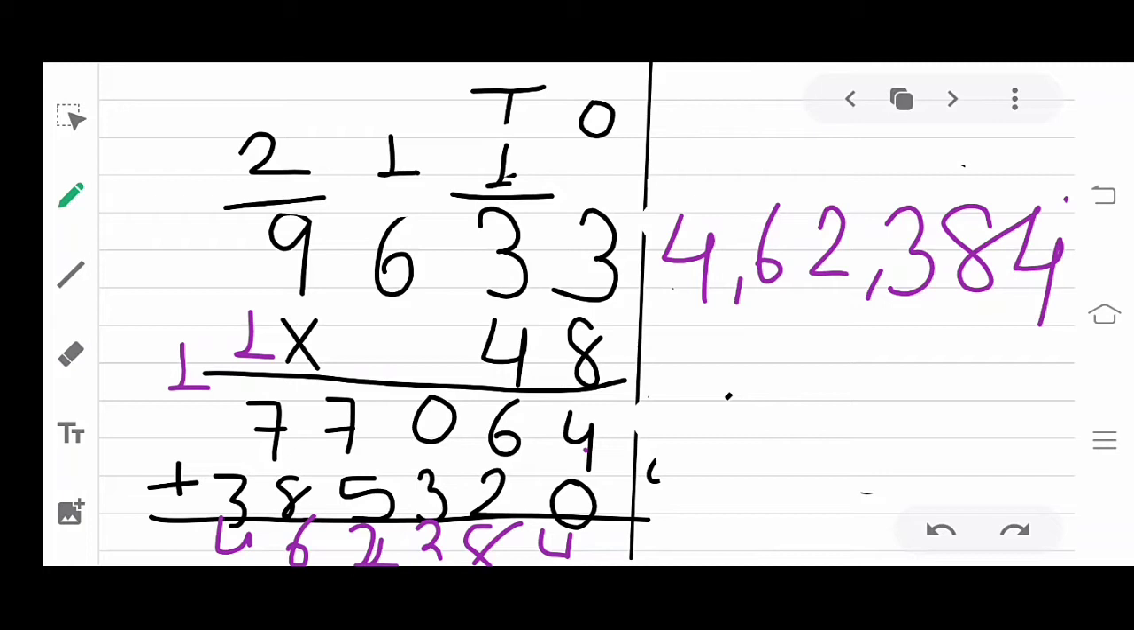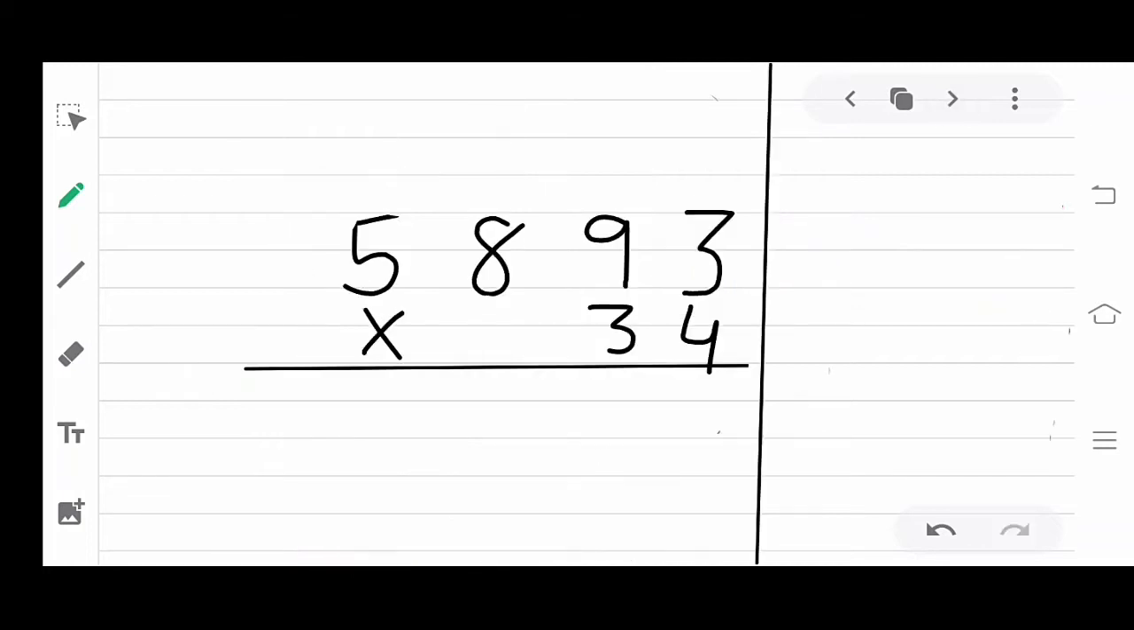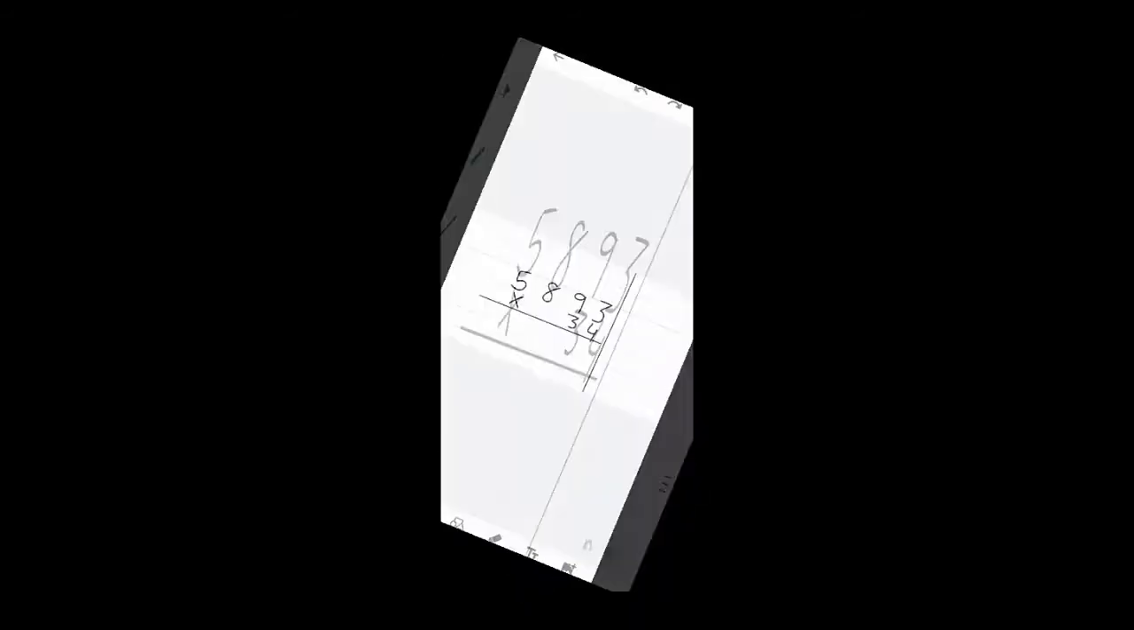Now we are going to solve the next sum. Same, I'm taking the same 4 digits multiplied by 2 digits. So the concept is completely cleared in your mind. And here we are going to solve it. Again we start from the ones.